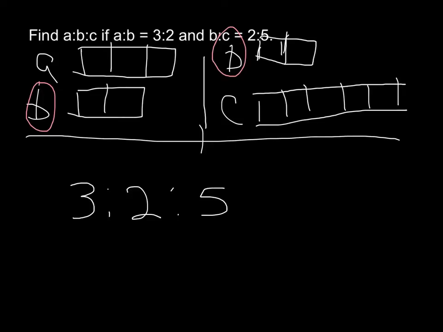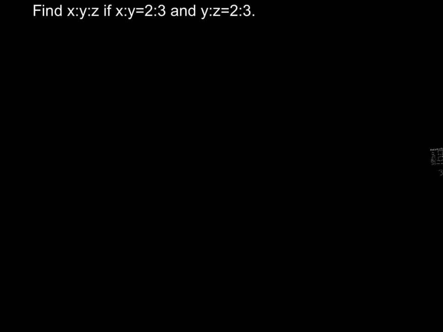So let's compare X, Y, and Z next. Here's our next problem. Find X to Y to Z if X to Y equals 2 to 3 and Y to Z equals 2 to 3. Why don't you pause this, bar model it, and see if you can find out what's so different about this problem.